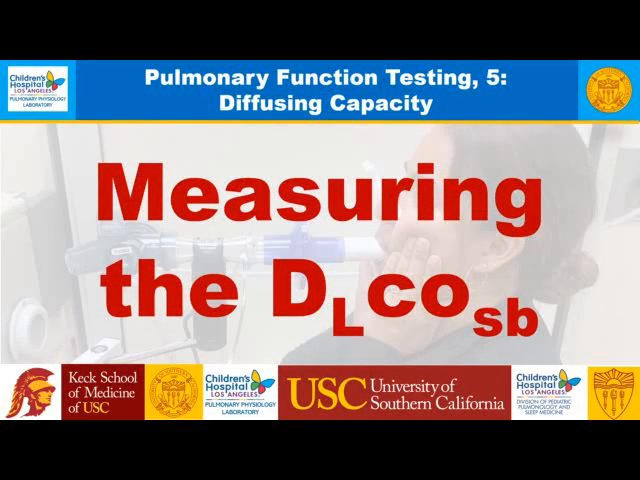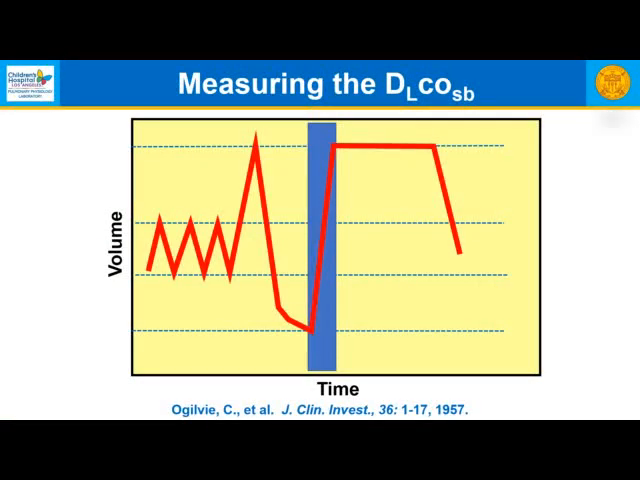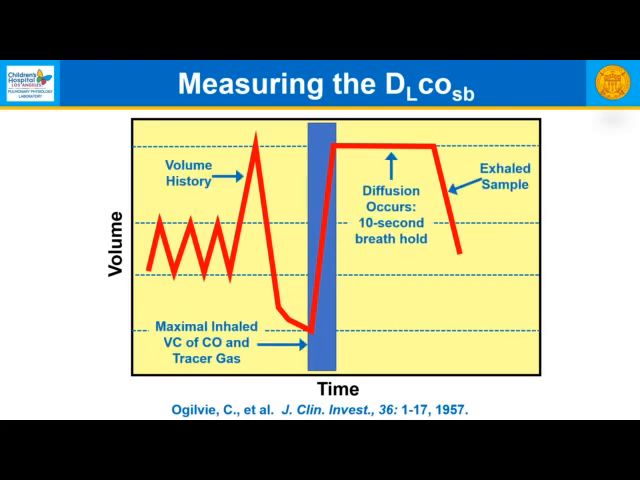So how do we measure this? The maneuver is done in this way. One has somebody breathe normally, take a full breath to total lung capacity to establish a constant volume history, exhale completely to residual volume. Then inhale a gas which contains 0.25% CO and a tracer gas. Hold that for 10 seconds, exhale, and then collect a gas sample here.